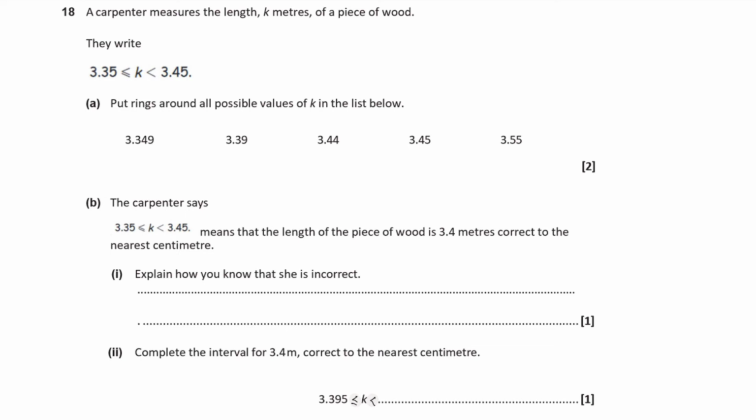Question 18. A carpenter measures the length k meters of a piece of wood. They write 3.35 is less than or equal to k, which is less than or equal to 3.45. Put rings around all possible values of k in the list below. Okay, so which one of these lies in that range? Well, 3.349, that's too low. 3.39, yep, that's in the range.